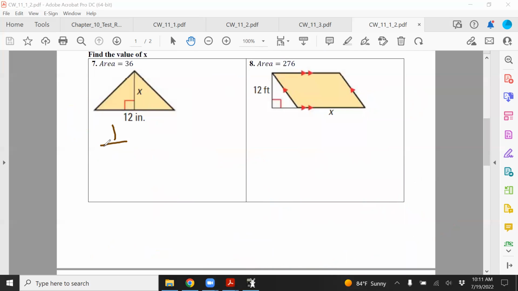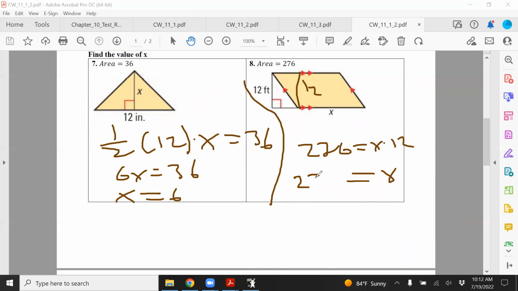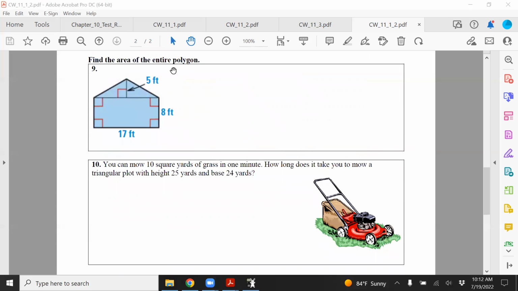Here, 1/2 times 12 times x equals 36. 6x equals 36. X is 6. If that's 12, 276 equals x times 12. That should be 22, I think. No, 23. Is that right? Yeah. It's 23, yep. For 9, that's already 17.